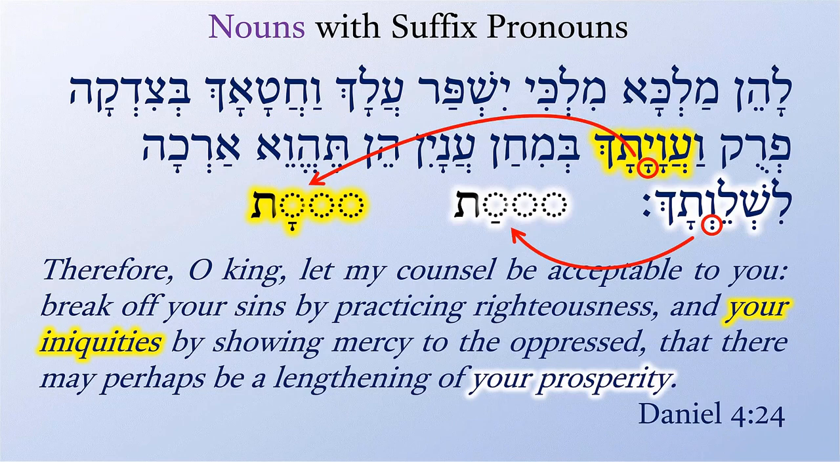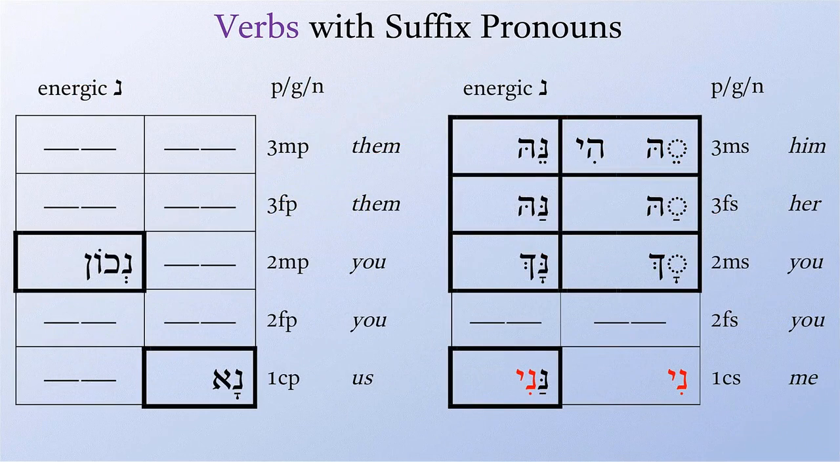Okay, so in the case that I've frosted with white, we see that patach has reduced to a shva due to the vowel reduction we expect in this kind of case when we're adding the suffix pronoun. Well, what if a suffix pronoun attaches to a verb? This is one of the ways for Biblical Aramaic to express the object of a verb.